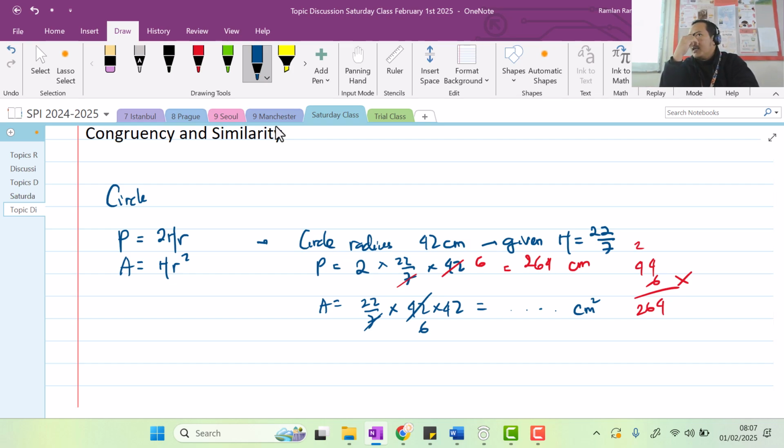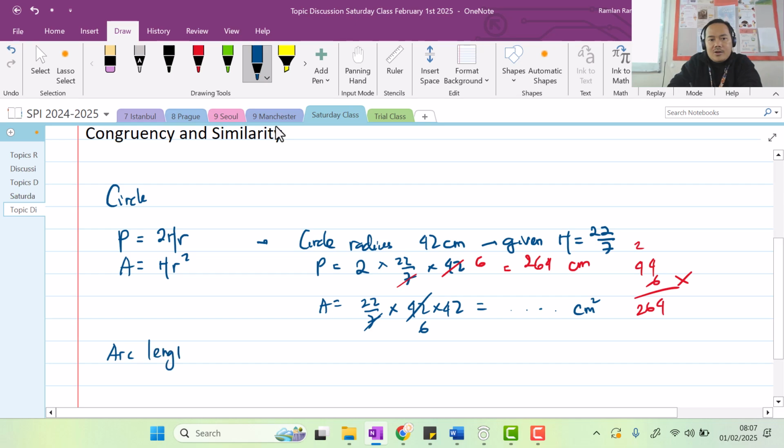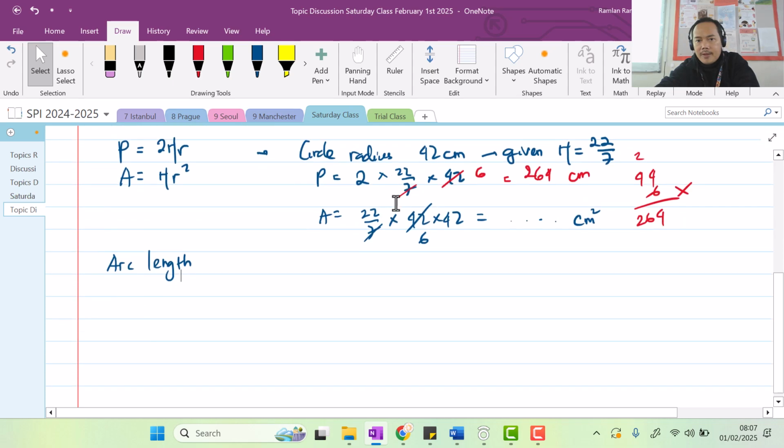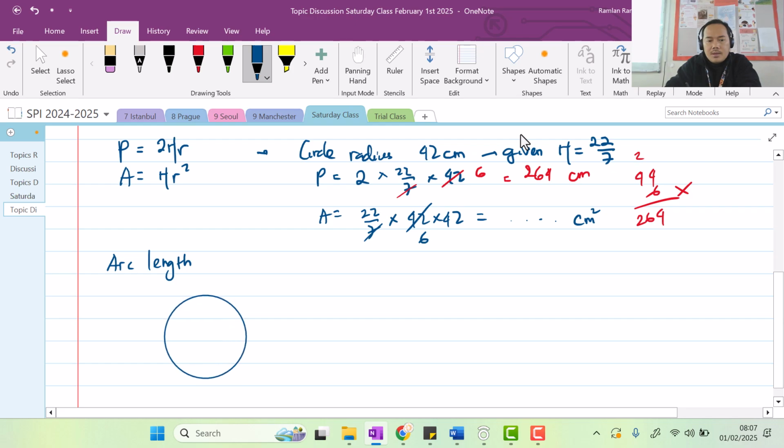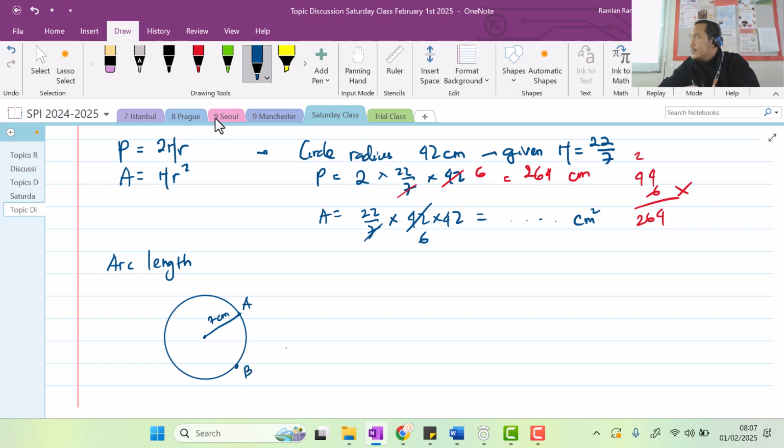The next one is about sector and arc length. Remember that arc length is just a part of the perimeter of a circle. Let's say we have a circle here, and we have a radius. Let's say the radius is 7 centimeters, for example. Now I have another line: let's say I have point A over here, and point B over here.